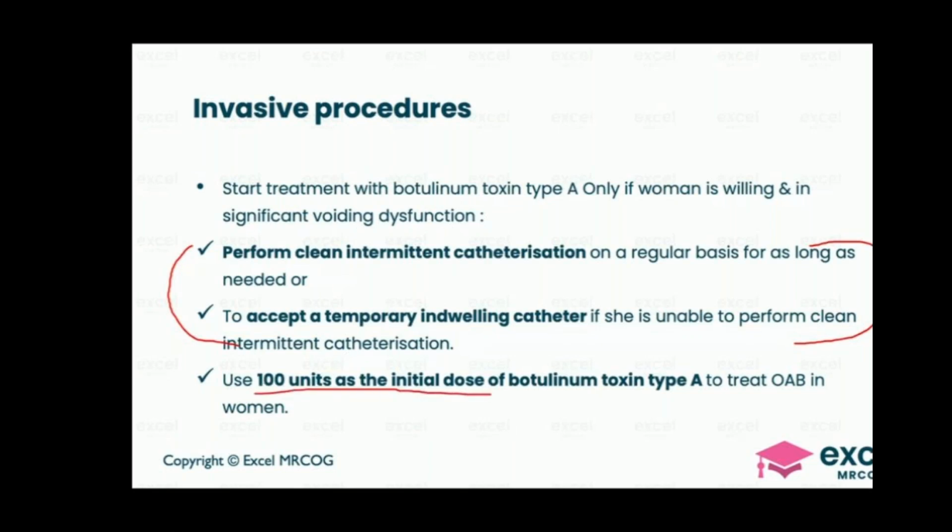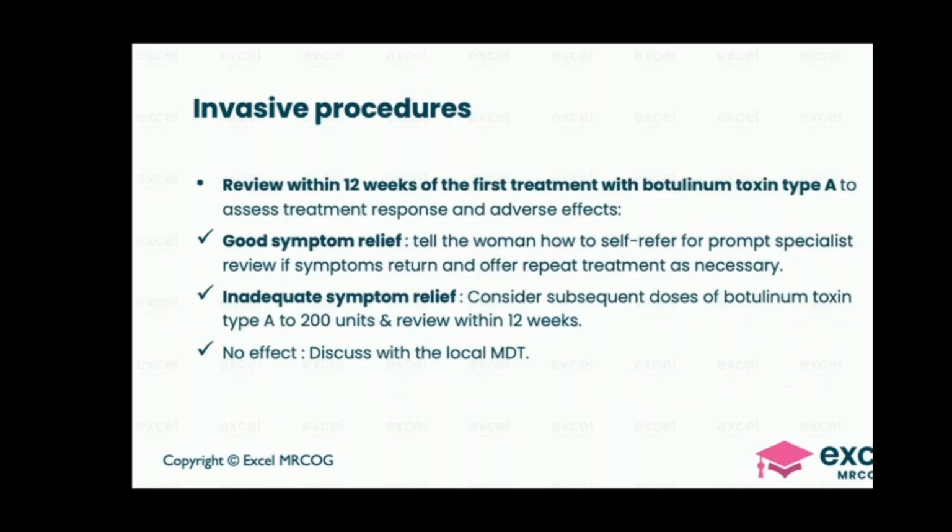Use 100 units as an initial dose. Now the talk on refractory OAB management mentions 100 and 200, and there is a debate about whether you use 100 or 200. But the NICE guidelines say 100, so stick to 100. First is 100. If that doesn't work, then you can increase.